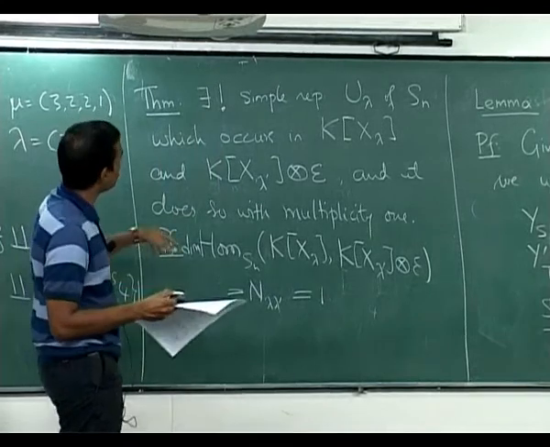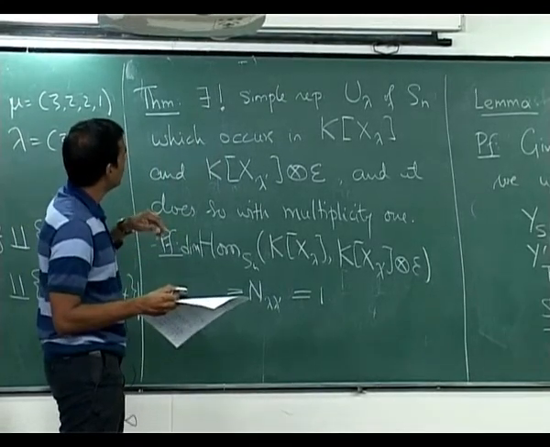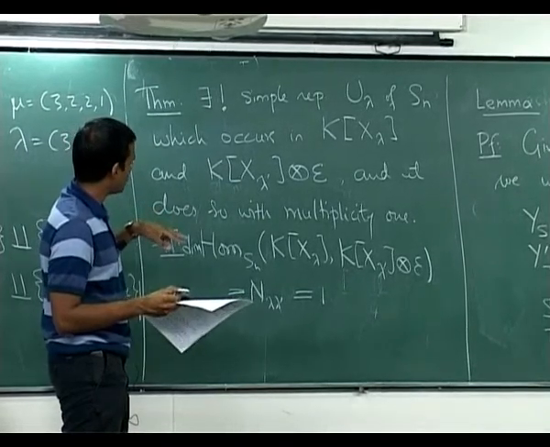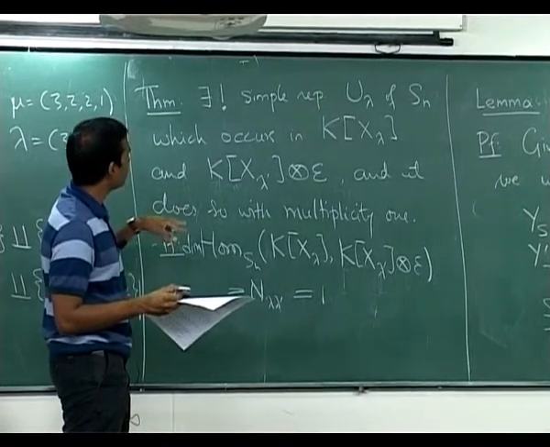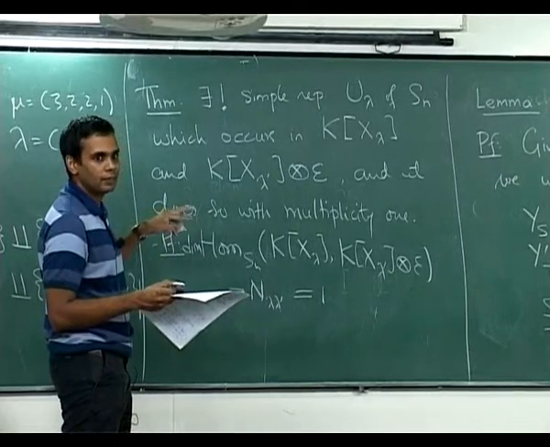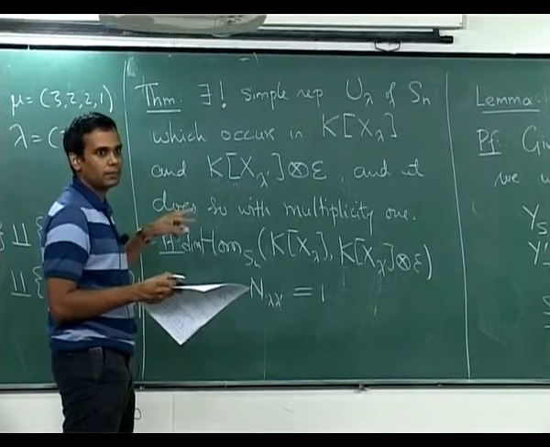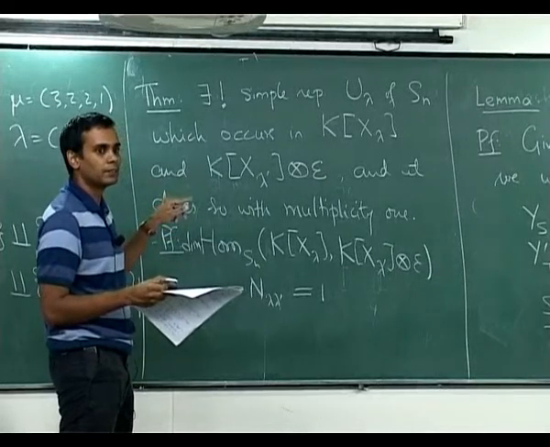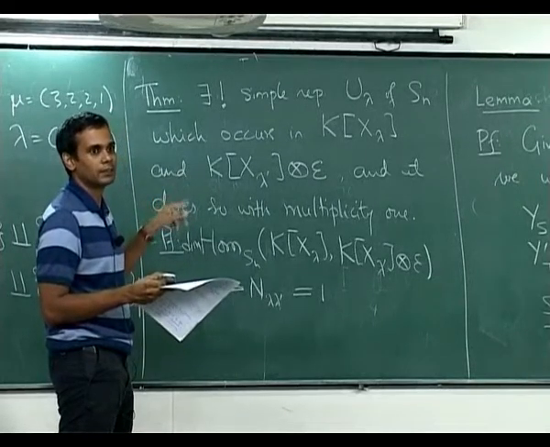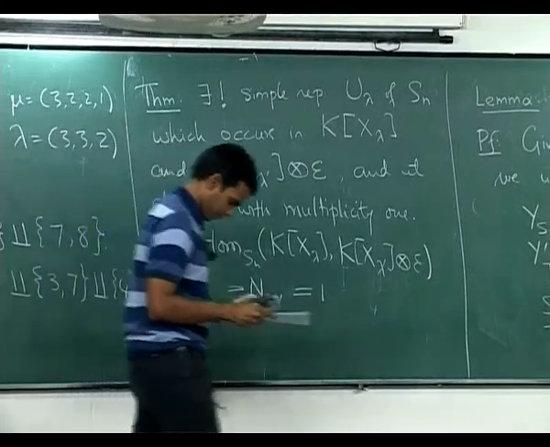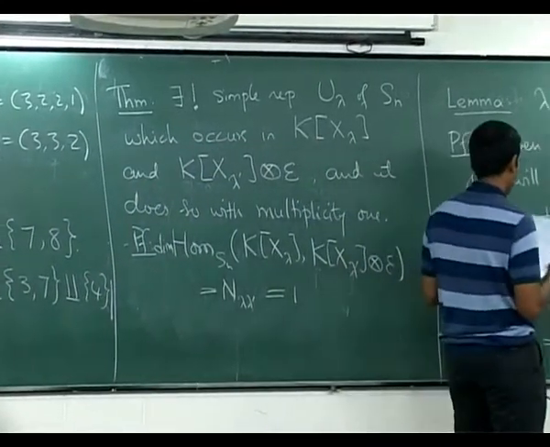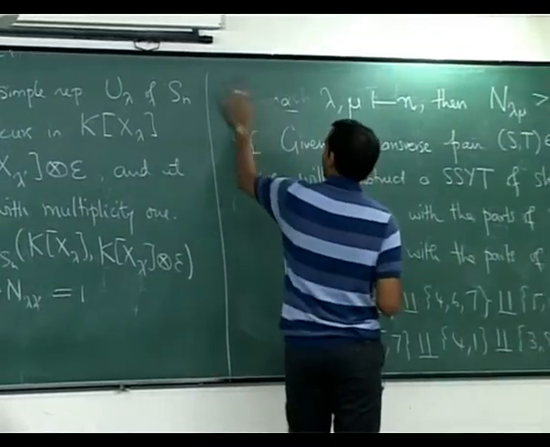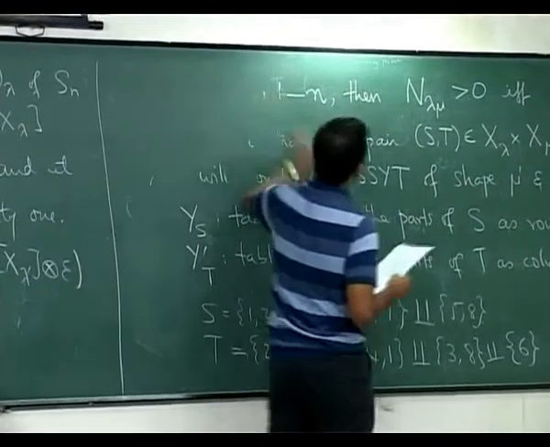So, this would give you an alternative way to construct a simple representation of Sn for each partition lambda. But there are a few worries now. You need to know that if you take distinct lambdas, these are actually non-isomorphic representations. In fact, it turns out that this U lambda is isomorphic to V lambda.